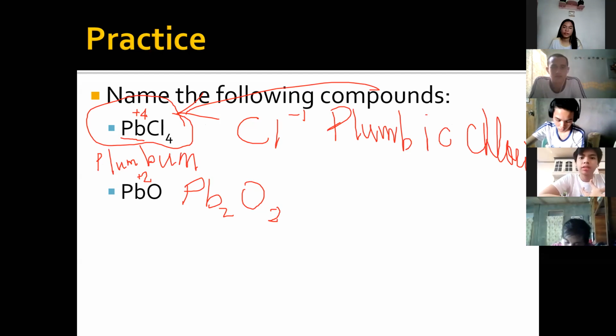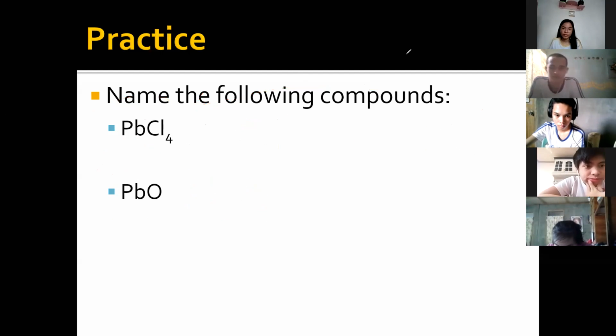So therefore, this one is plumbous oxide, maybe. And then name this in IUPAC, that's lead 2 oxide. I think there's an answer after this one.